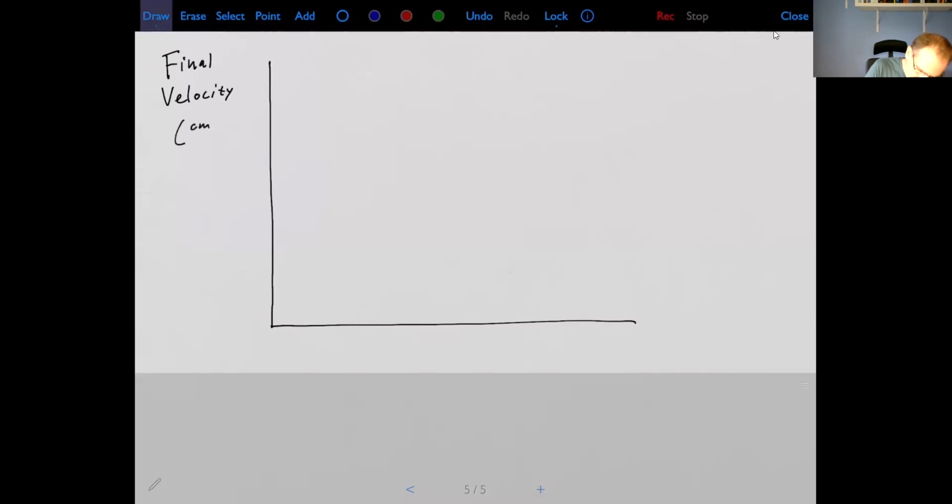Which is in centimeters per second versus time in seconds. Make sure you include 0, 0. So I'll plot 0, 0. Now, what should this graph look like?